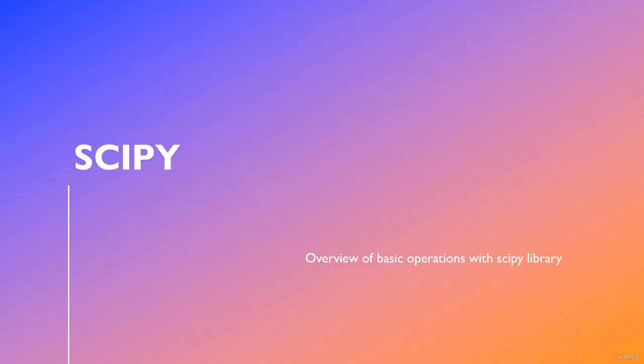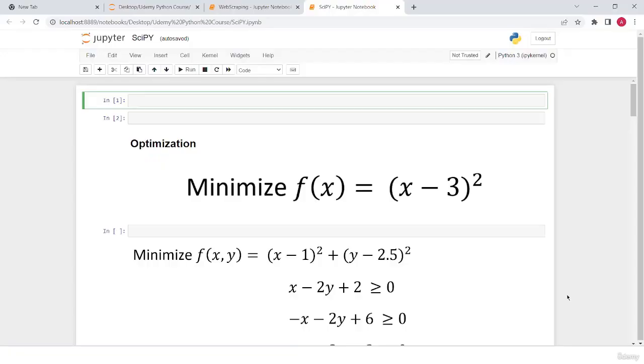Welcome back. In this lecture, we are going to discuss the SciPy library in Python. So let's begin. The SciPy library is very useful and mostly used by mathematicians for calculating differentiation, integration, interpolation, and linear algebra. So we are going to see how we can perform these operations using the SciPy library.